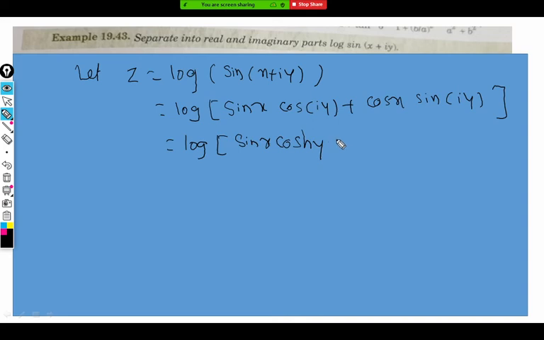Cos hyperbolic y. Correct. Cos x. What is the sine of iy? I times sine hyperbolic y. So I have already written that there.